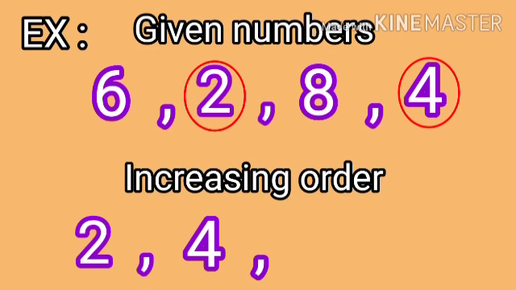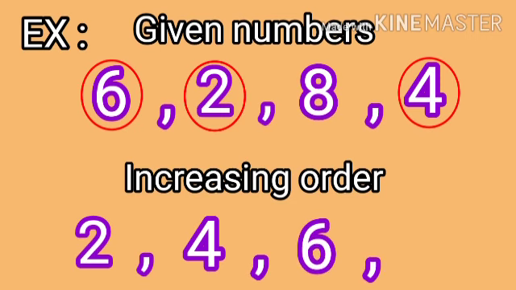By rewriting this at second position of increasing order, we have only 2 numbers in the given numbers. Those are 6 and 8. Out of these 2 numbers, which is the smaller one? That is 6. So, we should write 6 at third position of the increasing order. And the last digit and the biggest one is 8, which we should write at last position of the increasing order.